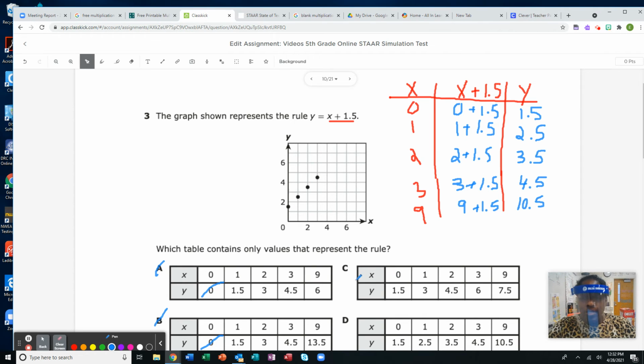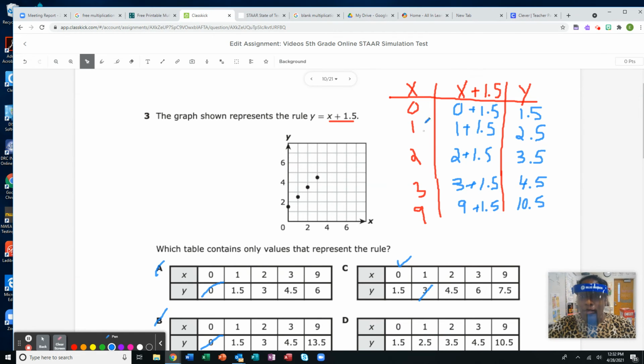I go to answer choice C, and it says when x is 0, y should be 1.5. So 0, 1.5, this is a true statement. I go to the next one. When x is 1, y should be 2.5. But here it says that y is 3. So that can't be true. Let me go to this chart.